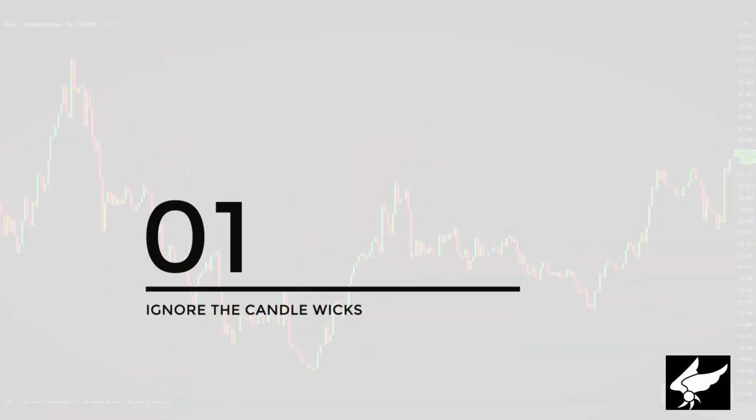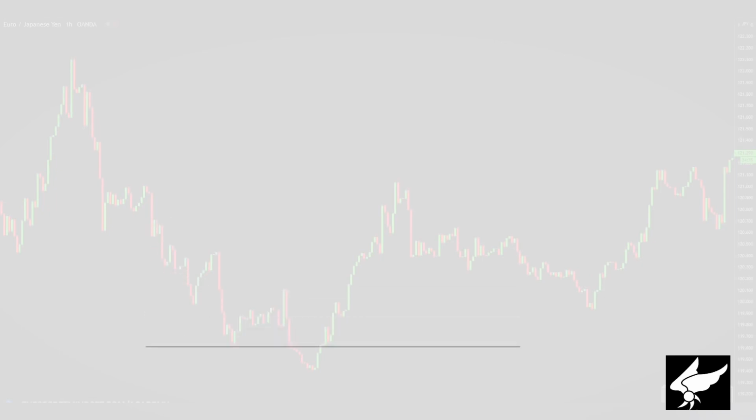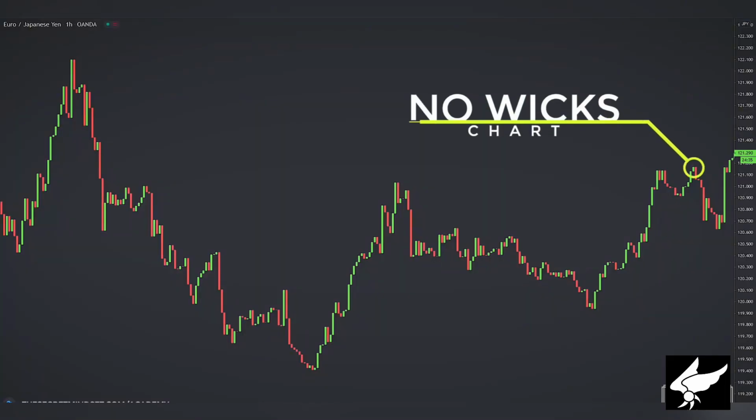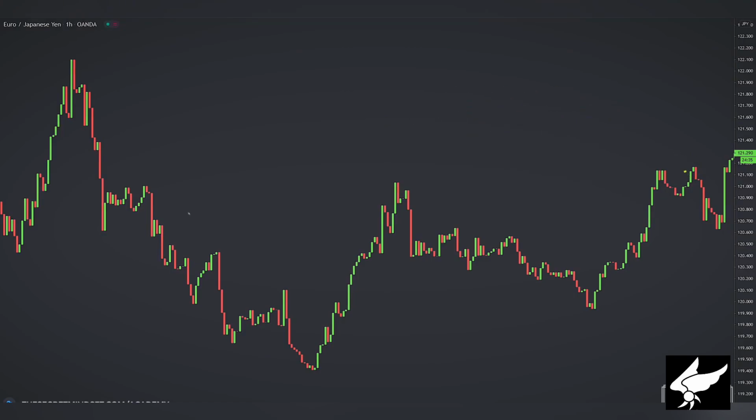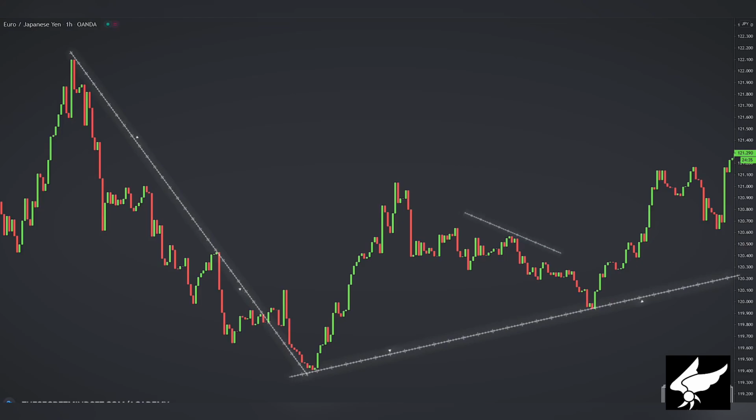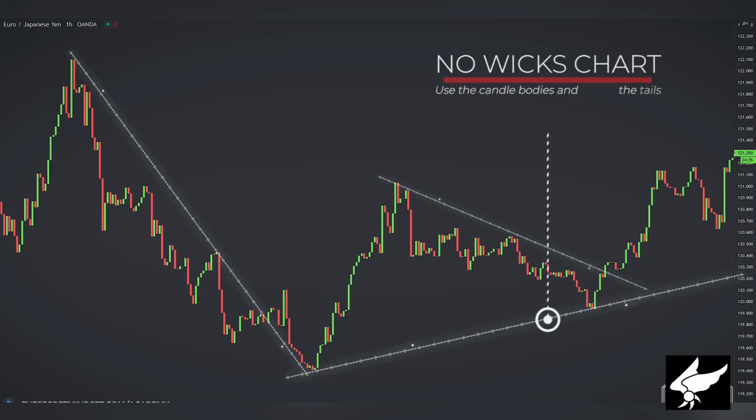First rule is to ignore the candle wicks. Trend lines are only useful if placed correctly. Otherwise, you could find yourself missing opportunities, or worse, trading on the wrong side of the market. With that said, drawing diagonal levels isn't an exact science. There are usually multiple ways to draw a trend line, but from my experience, the best trend line is applied by using the candle bodies and ignoring the tails. And let me explain why I prefer this method.